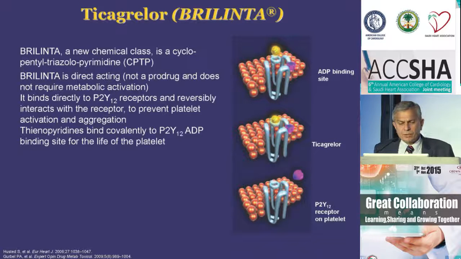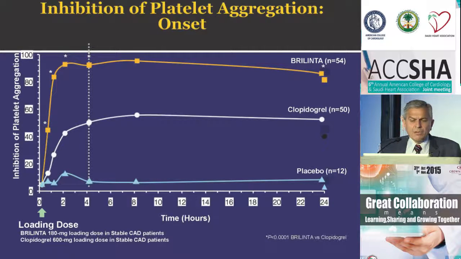But these two medications are used practically all over the world. Ticagrelor is a new chemical class. It's a CPTP. It's also an inhibitor. It inhibits P2Y12 by directly binding to it. It is not a prodrug, so therefore it does not need to be converted in the liver, so it works directly. The good thing about it is that it acts quickly.